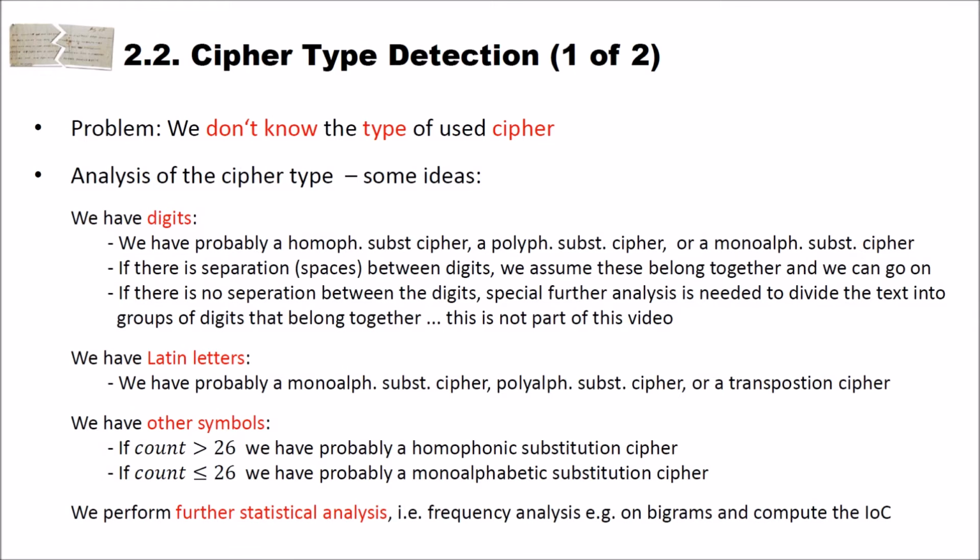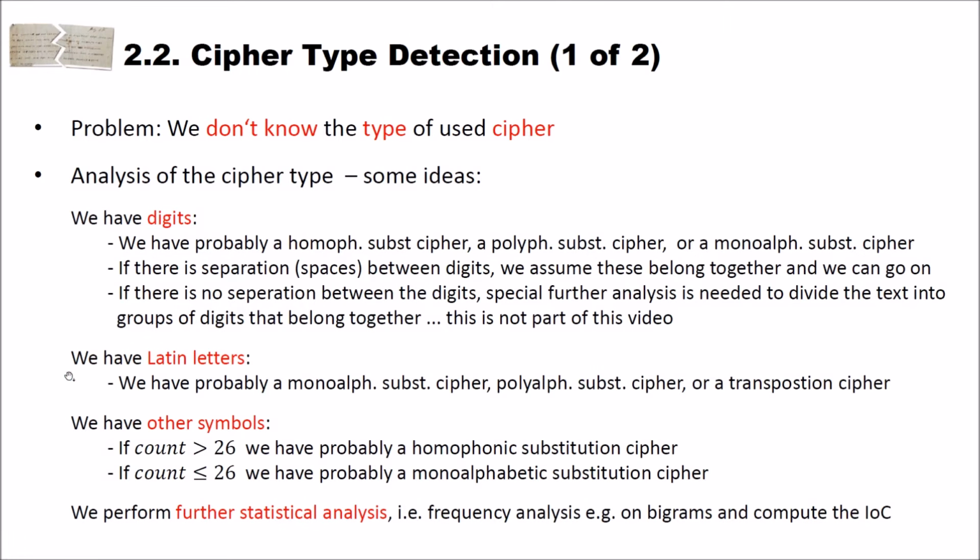But if there's no separation between the digits, special further analysis is needed to divide the text into groups of digits that belong together. And this is a really, really hard problem. Actually, this is research right now, how to do this, and you will probably have to write parsers for that. You need for every new cipher a new parser, and this is not part of this video here. So let's come to the next part here.